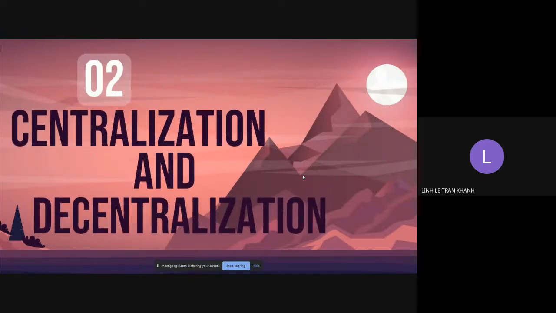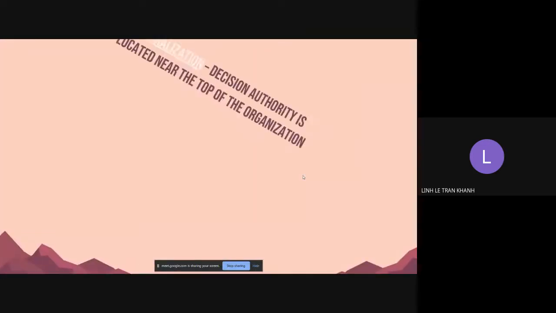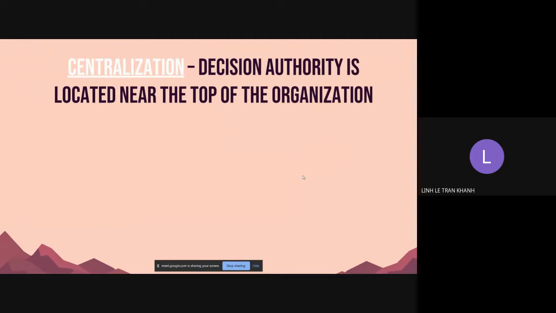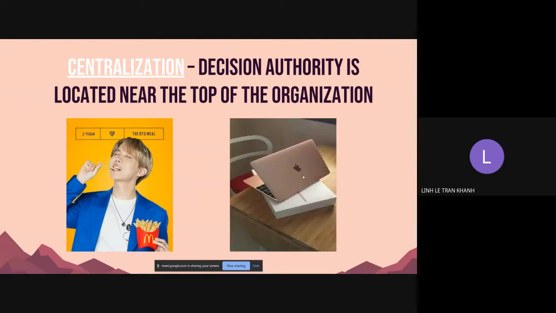Centralization and decentralization pertain to the hierarchical level at which decisions are made. Centralization means that decision authority is located near the top of the organization. For example, McDonald's uses centralization to get a standardized menu everywhere. A common example is Apple computers, where most of the direction of the company is orchestrated at the very top, formerly Steve Jobs himself, with the lower levels of management and employees very tightly organized to execute those roles.